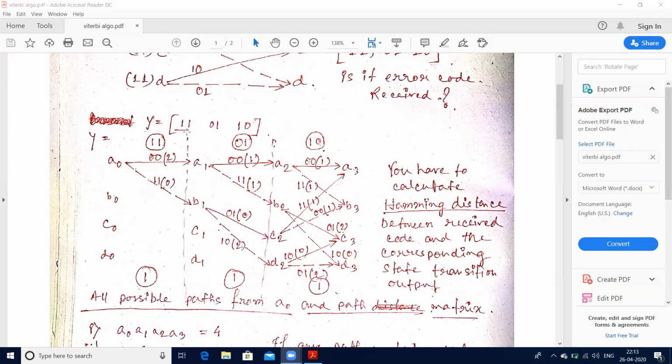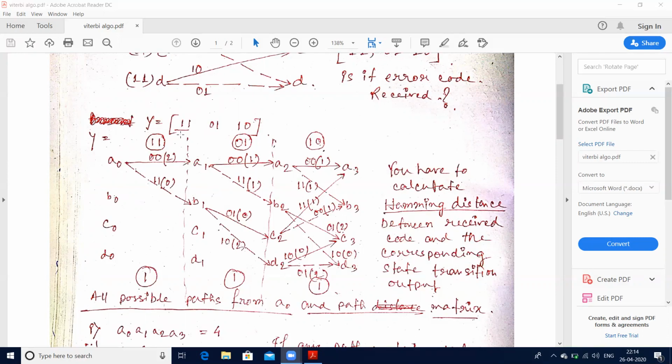Three numbers of 2-bit representation of the code, like 1 1, 0 1, and 1 0. So I will compare this first term, 1 1, with these outputs, then 0 1 with these outputs, and 1 0 with these outputs. I'm repeating again.